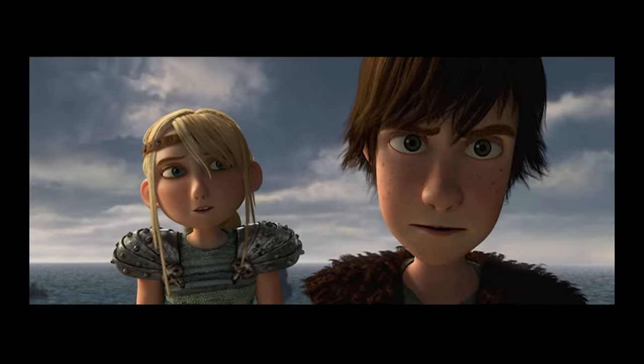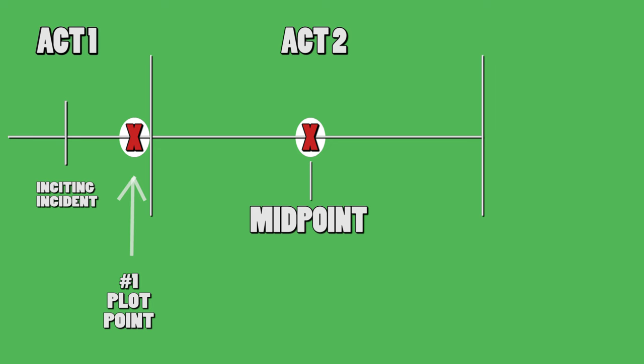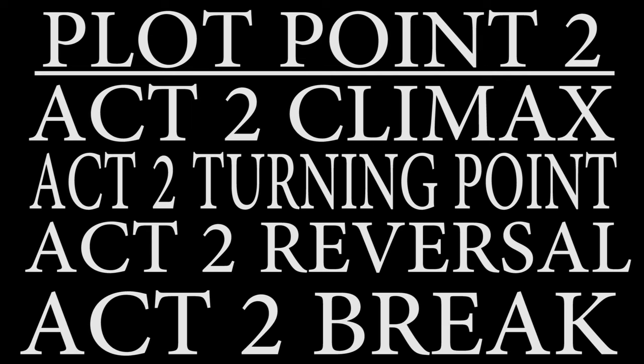First to ride one, though. At the end of Act 2, we get our second plot point. This is another turning point in our story that sends the plot into a new direction and launches our characters into Act 3. Other names for this are the Act 2 climax, the Act 2 turning point, the Act 2 reversal, the Act 2 break.